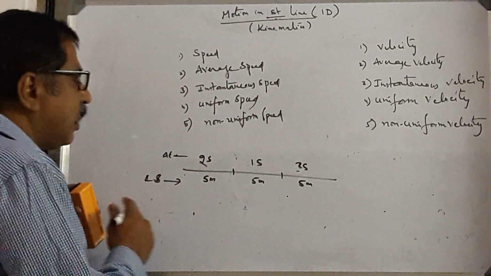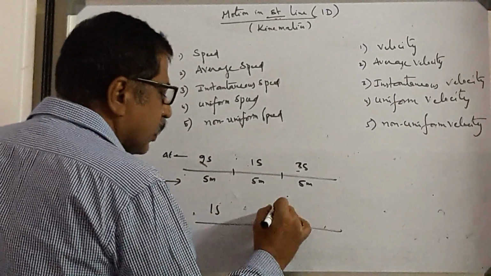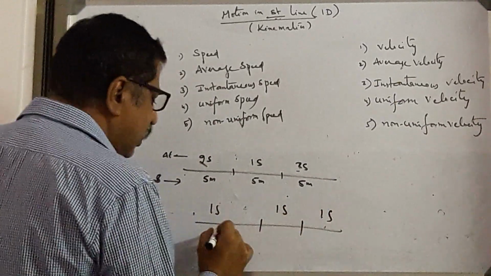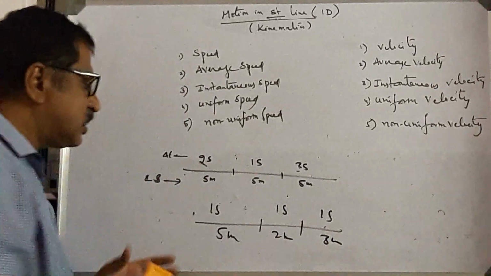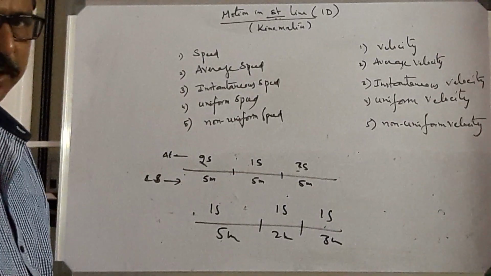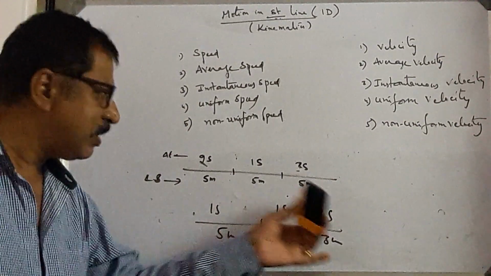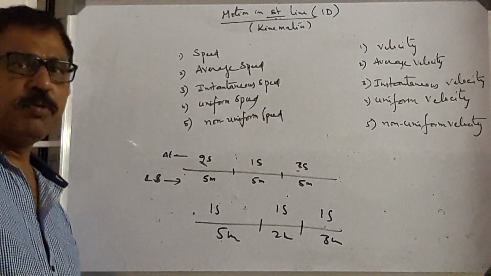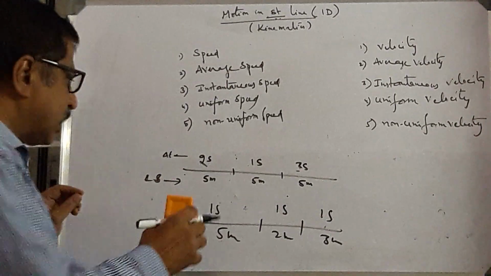Next one, for example, a body in equal intervals of time traveled 5 meters here, 2 meters here, 3 meters here. At this time also it is known as non-uniform speed. If a body covers unequal distances in equal intervals of time, then the body is said to be moving with non-uniform speed.